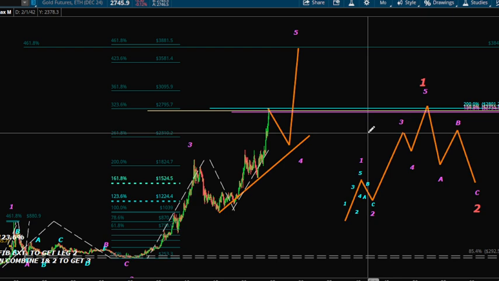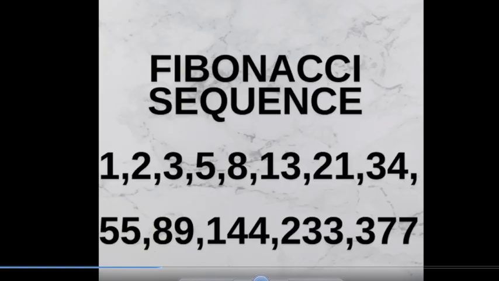I put more focus on the Fibonacci sequence. And the numbers are real easy. You just start with 1 and you add the previous number to get the next one. So 1 plus 1 is 2, 2 plus 1 is 3, 3 plus 2 is 5, 5 plus 3 is 8, and so on.